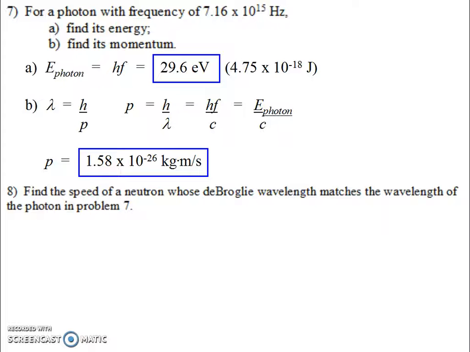It doesn't actually have mass. Even though it acts like a particle, it acts like a bit of matter, it's not. It actually has 0 mass, and yet the units in this are kilogram meters per second. It has the units of mass in it because those are the units of momentum.